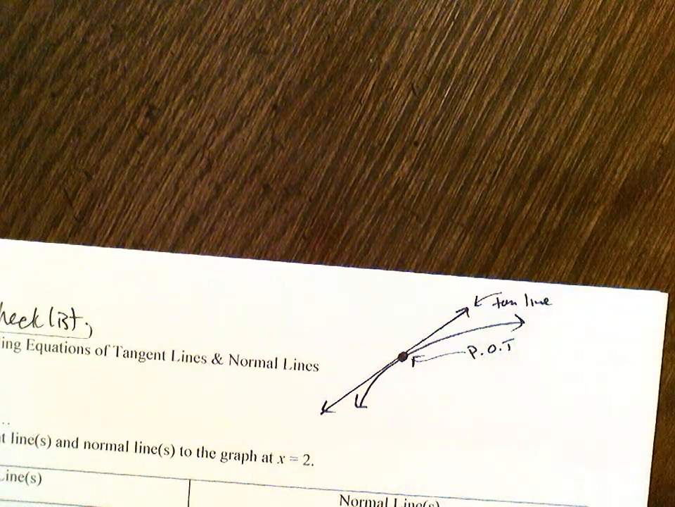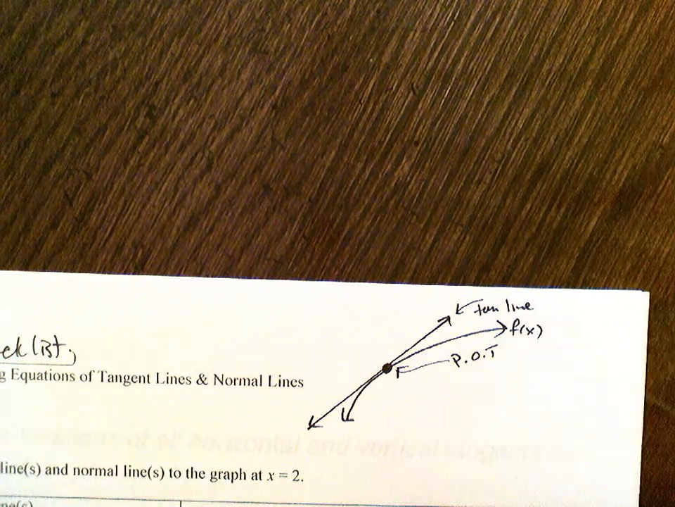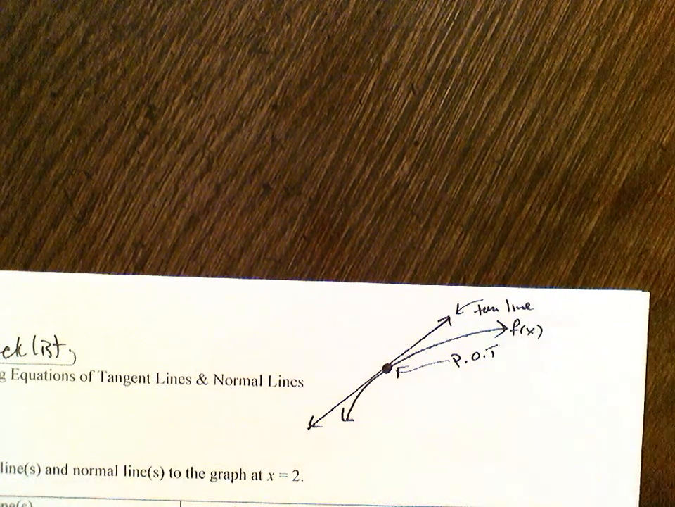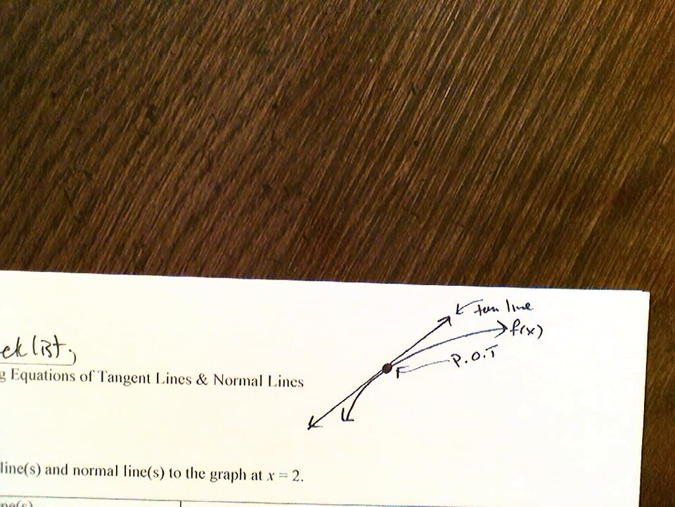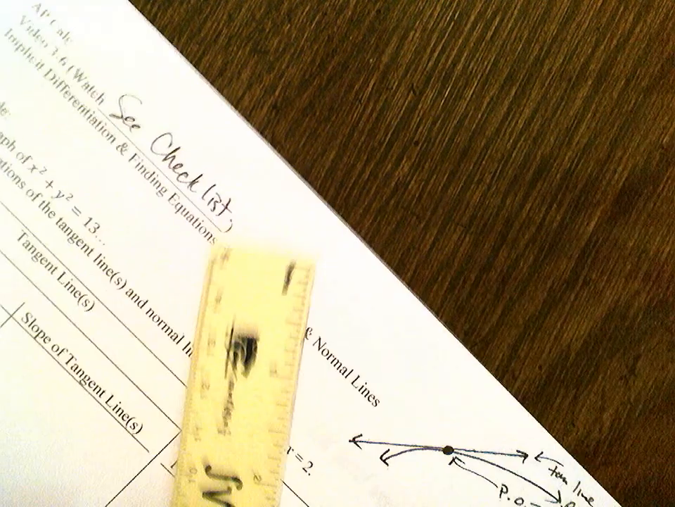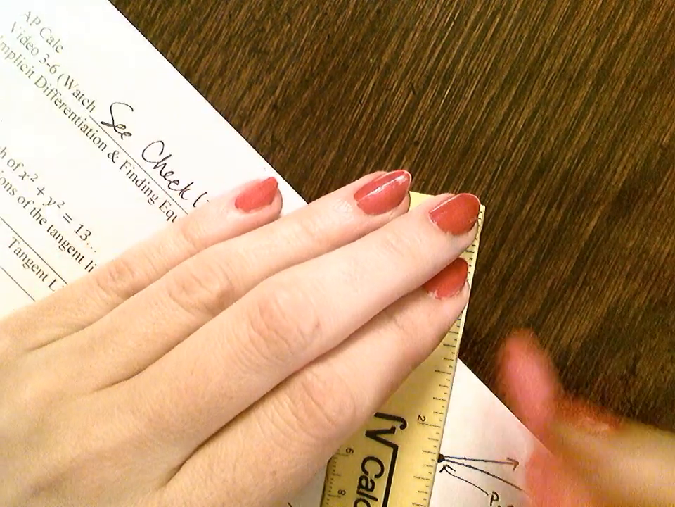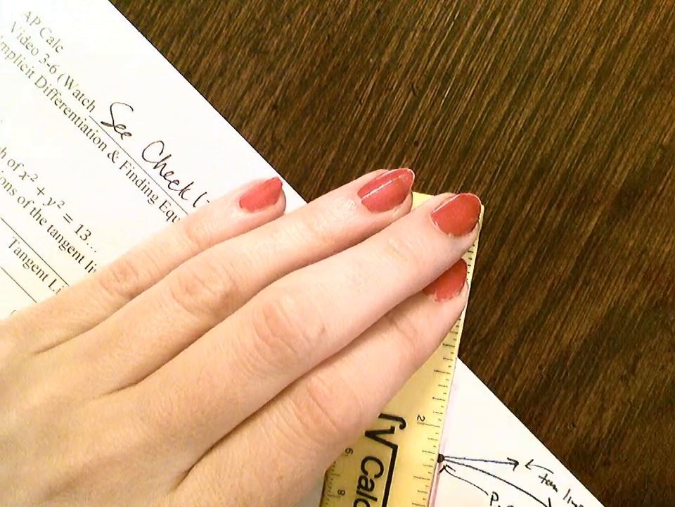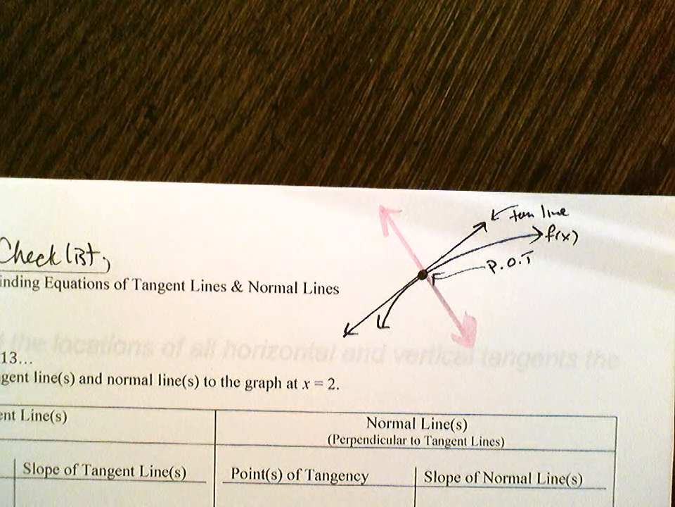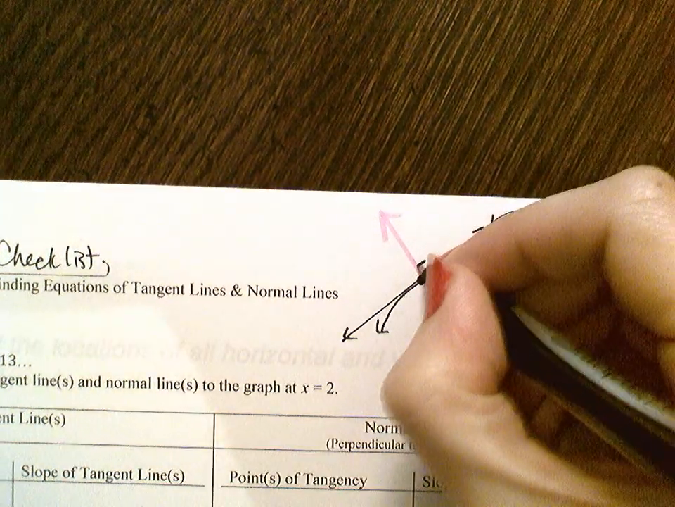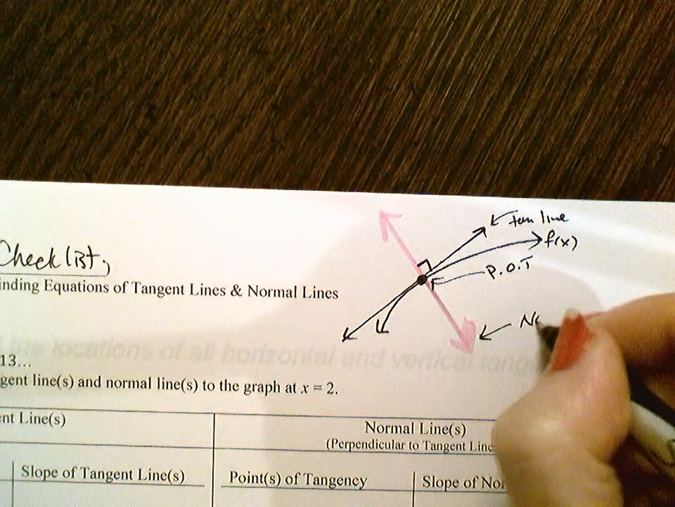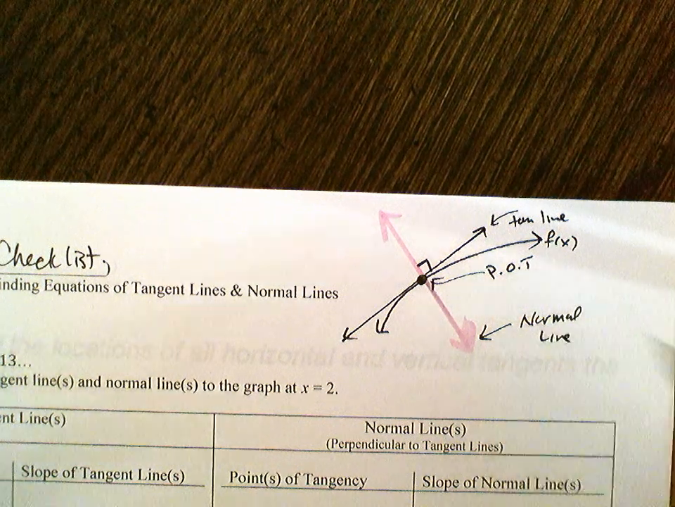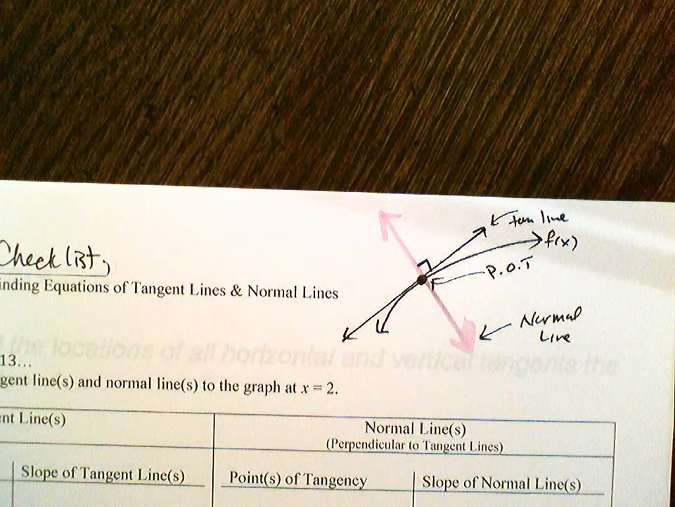And the normal line, and let me go like f of x. We'll say that f of x is that function. So that's the tangent line to f of x at that certain point of tangency. The normal line is perpendicular to the tangent line. So if you draw, I'm just sort of eyeballing it, if you go like this, the normal line also goes through the point of tangency, but it is perpendicular to the tangent line. So this is called the normal line.